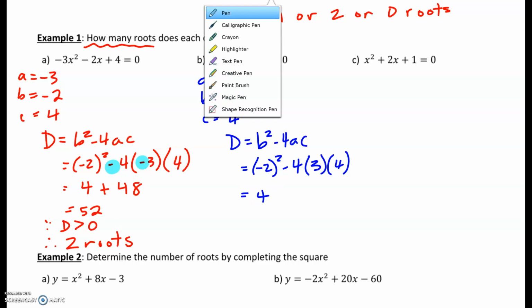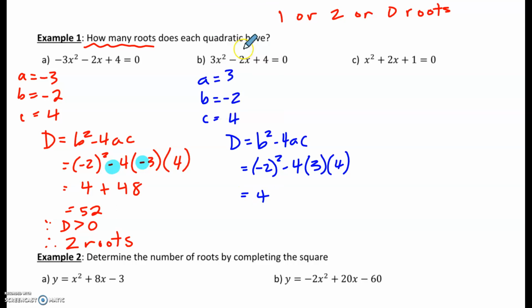In this case, I have only the subtract symbol. So one negative means I'll have a subtract here. 4 times 3 is 12, times 4 is 48 again. And this time, my discriminant is -44. So my conclusion, since D is less than 0, which means that the discriminant is negative, then therefore we know that there are no roots.